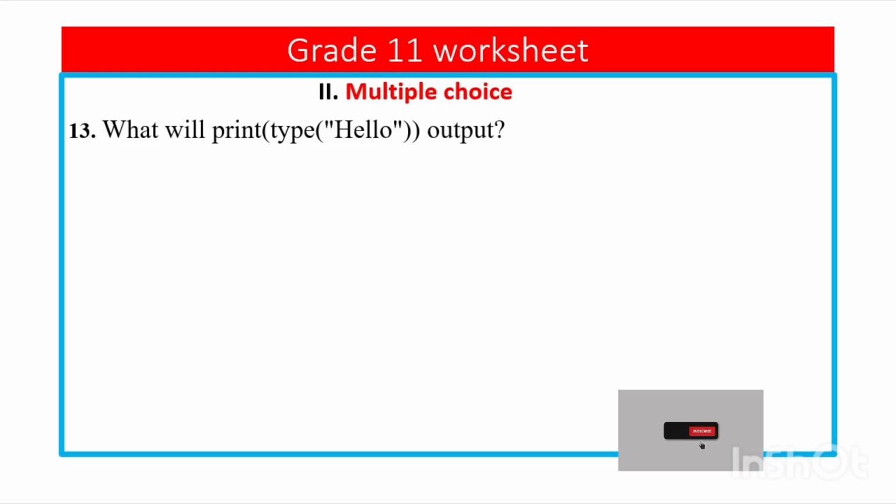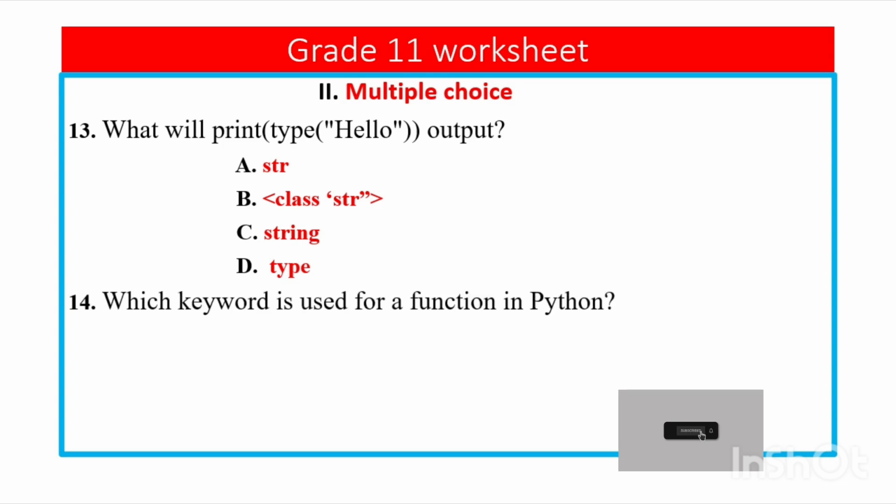Yellow output. A. String. B. Class string. C. Str. D. Type. Question 4. Which keyword is used for a function in Python? A. Define. B. Function. C. Def. D. For.